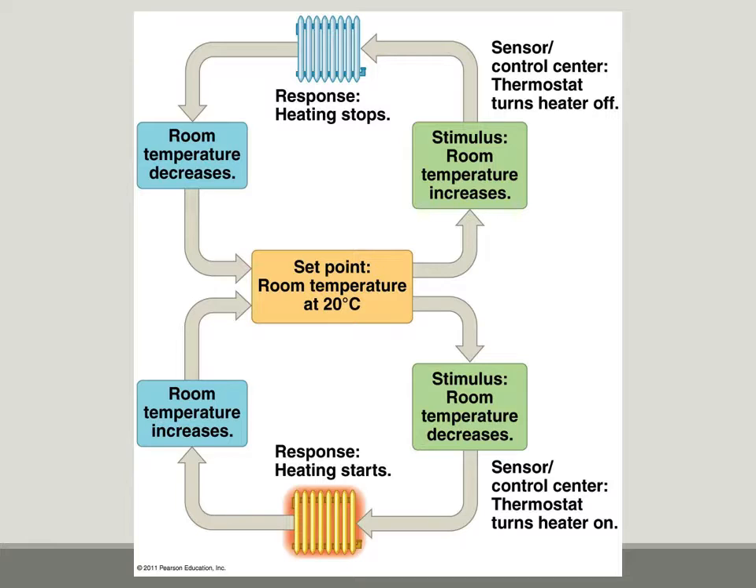The converse of that is if the temperature continues to decrease too far, then the sensor and control center will detect that, turn the thermostat on, now heating starts, and the room temperature will increase. And this is a constantly looping system.